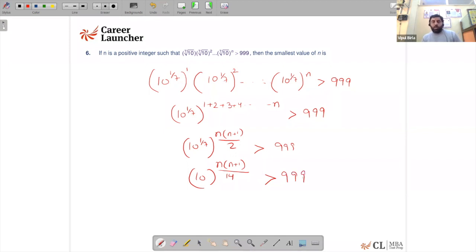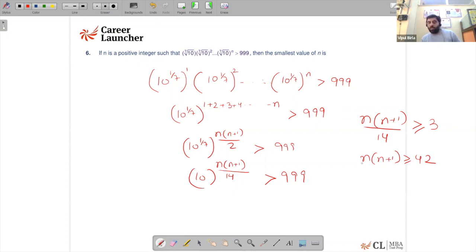Now I know 10 to the power 1 is 10, 10 to the power 2 is going to be 100, and 10 cube is going to be 1000. So therefore, I want that power of 10 to be such that this value exceeds 999. So can I say n into n plus 1 upon 14 has to be greater than or equal to 3? Can I say so or not? Because the moment it becomes 3, the value will become 1000, which is more than 999. So I want it to be greater than or equal to 3. So if I actually solve it, it will come out to be nothing but n into n plus 1 is greater than or equal to 42, where n is a positive integer.